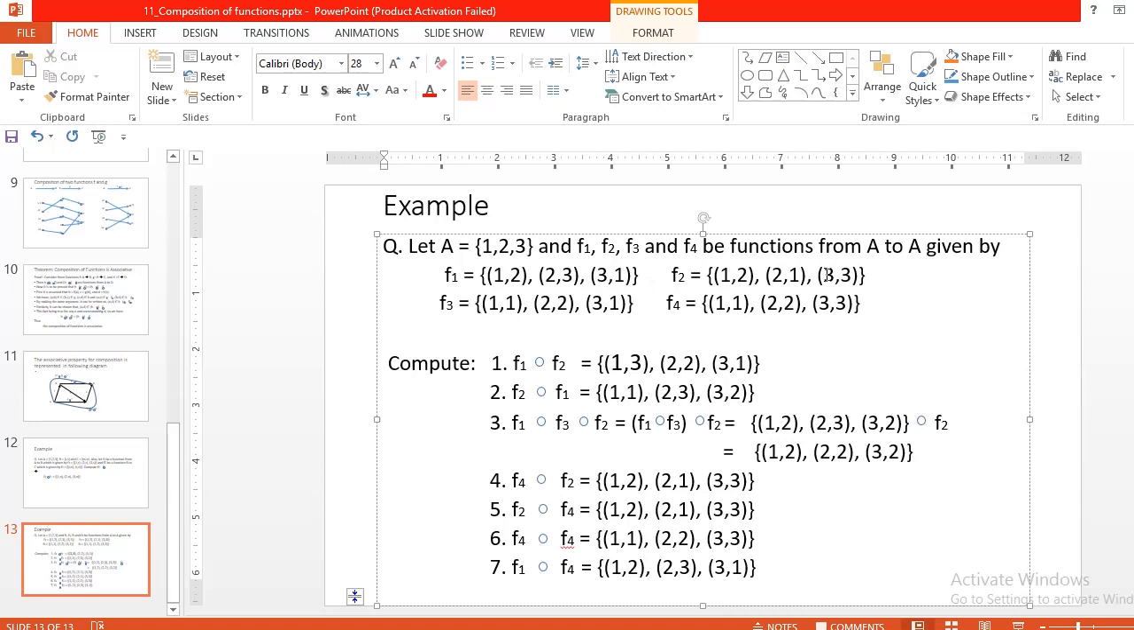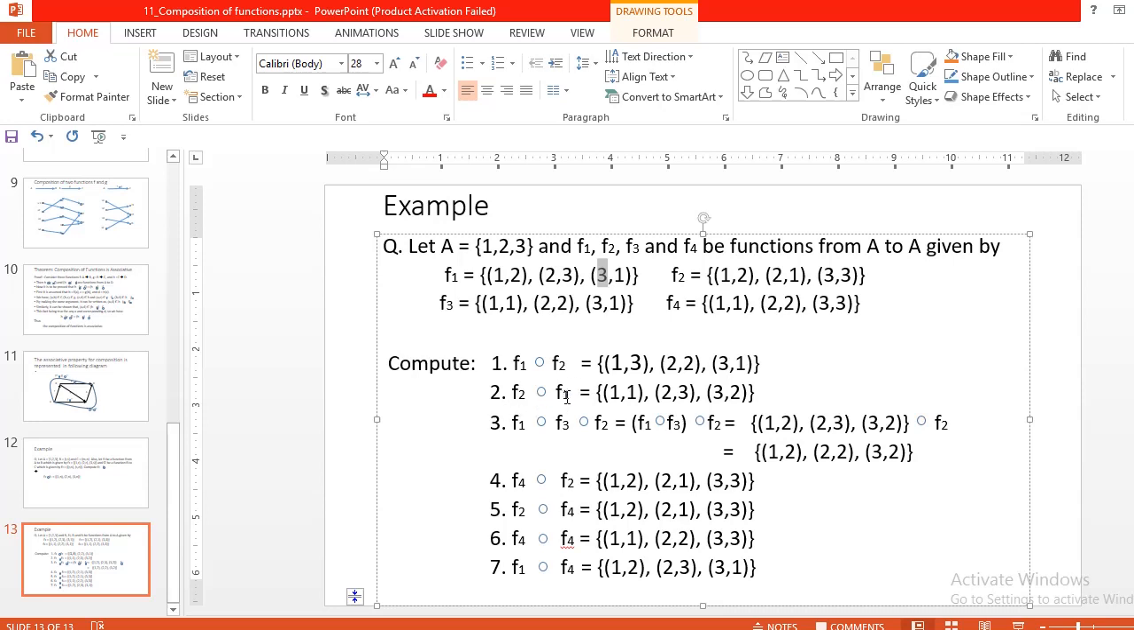Then take the third pair 3 3 paired with 1 2, not done. 3 3 with 2 3, not done. Then 3 3 and 3 1: the range of F2 is 3 and the domain of F1 is 3, common. So we get the pair 3 1.